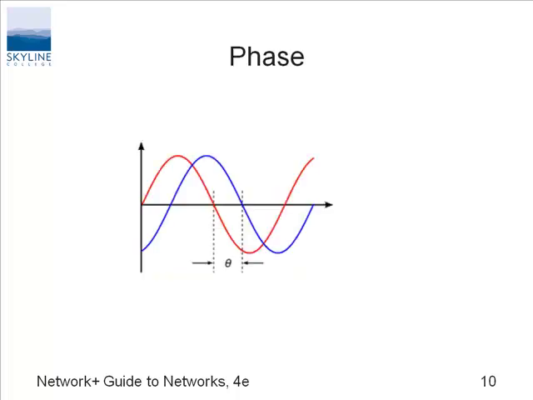Here is a much better picture of phase, with signals starting at different times. What can we do with the phase? What if we put one set of intelligence here on the red line and a different set of intelligence here on the blue line? Then we're sending two sets of information. We're getting a two for one. We're sending information on both of these in order to get it from point A to point B. Theta here is the phase difference, the difference between when they come across the zero line, the difference in time.